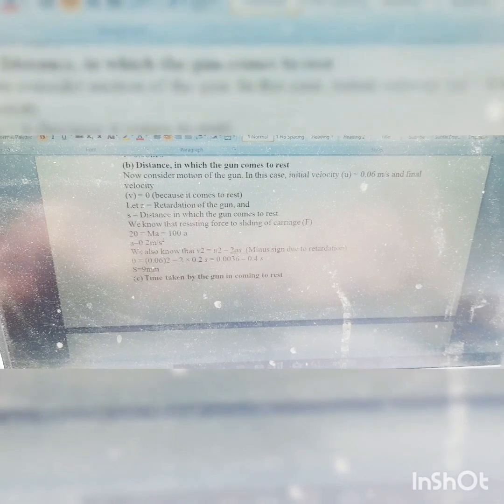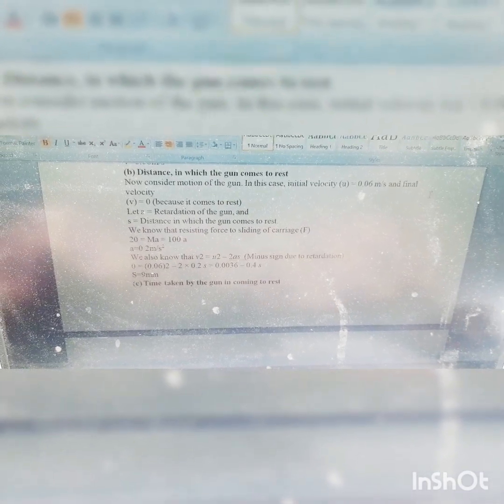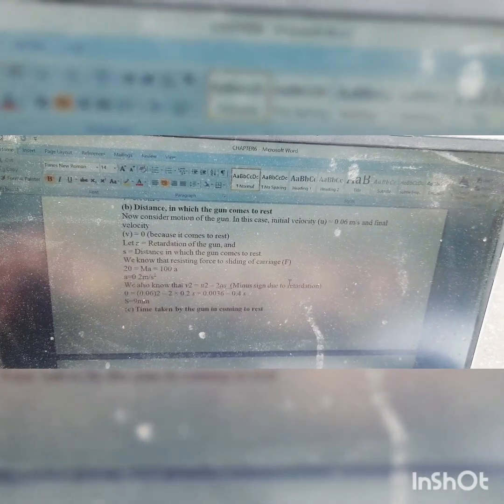Now we'll put it in the equation of motion. What is the equation of motion? v square minus u square equals 2as. Here it is a resistive force, so the gun is decelerating, moving backward because of the reactive force. The minus sign is because of retardation. So after putting it in the equation of motion, we found the distance equal to 9 mm.